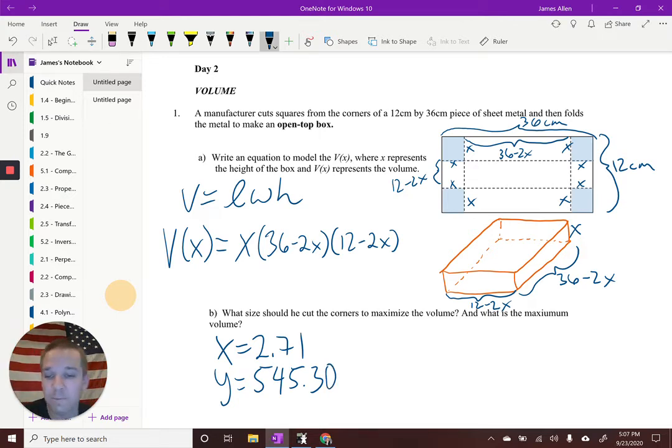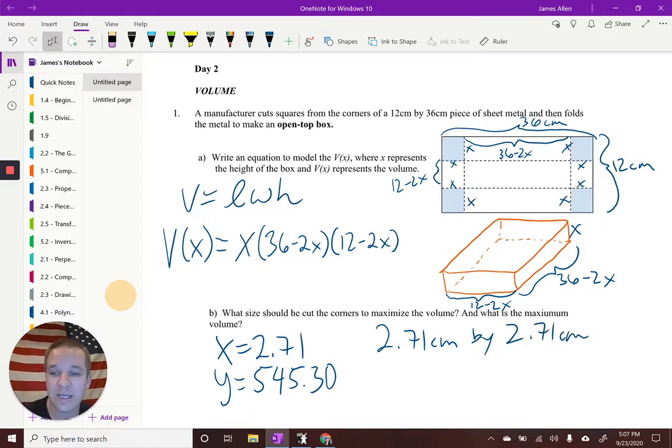So, lovely. Well, what does this mean? Well, the x value is, in fact, my height of this box, isn't it? So, how should he cut the corners? Well, it's x by x for cutting the corners. So, 2.71 centimeters by 2.71 centimeters. All right, that's the first part.